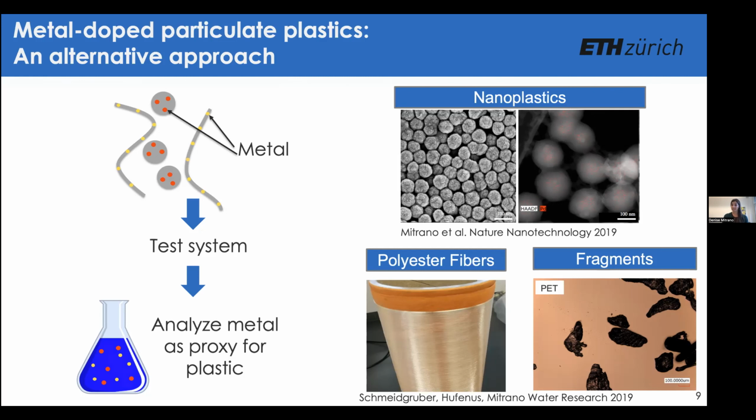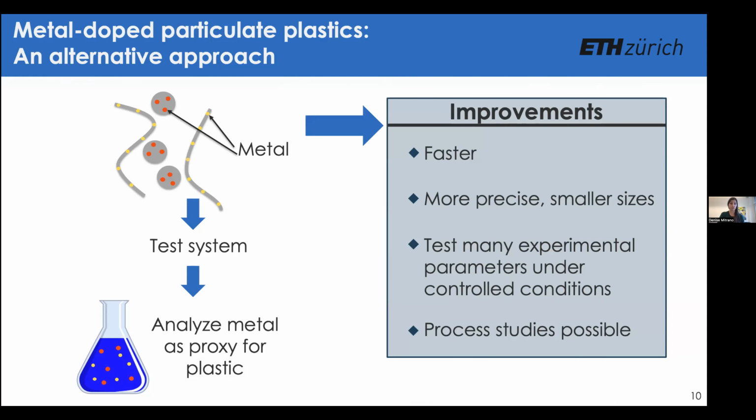Furthermore, we've also assessed that this metal doesn't leach over time, regardless of the test system that we put it in. So it's really a conservative tracer to be able to measure our plastic particles in a number of different test systems. We find that this approach has several improvements. It's much faster. Instead of only analyzing a few samples a day by micro-Raman or micro-FTIR, we're able to totally digest samples and measure their metal content, measuring hundreds of samples a day by ICP-MS, for example. It's much more precise, and we can measure smaller sizes of particles as well, including nanoplastics.